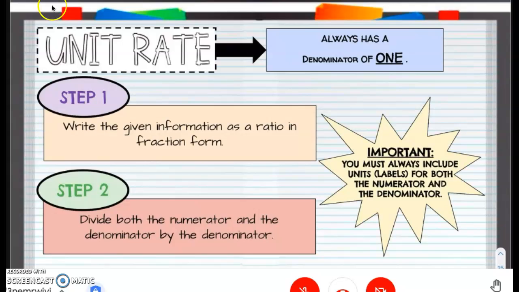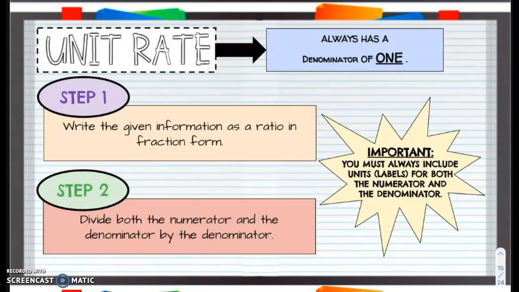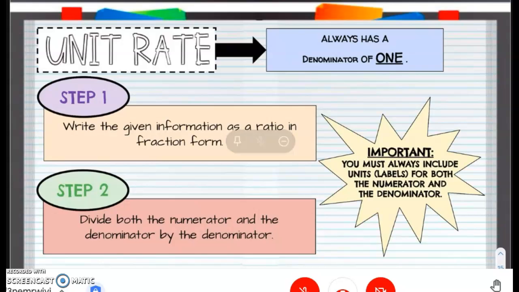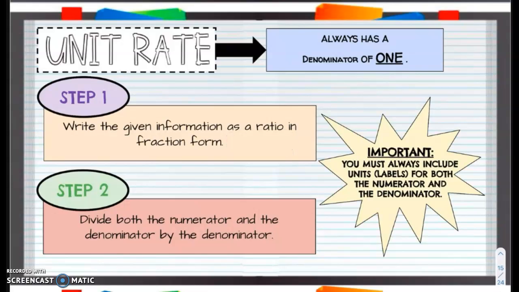So what we do have to recognize and do is, there we go. We also must make sure that we include units of label for both the numerator and the denominator. So our numerator and our denominator, we have to make sure we label.